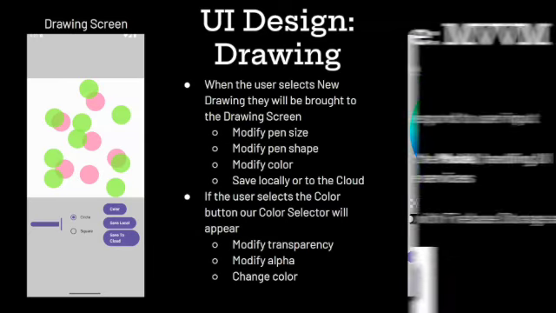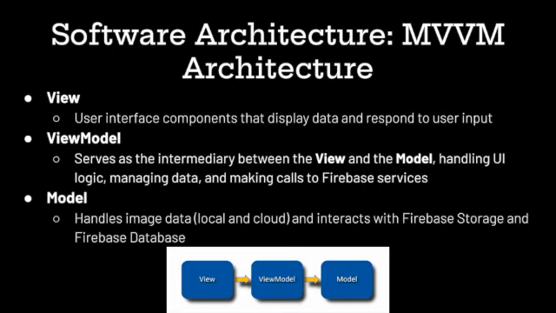So that's our UI. Now for the software architecture of our project, we decided to use MVVM architecture. In the previous section, our view and UI was covered extensively, how users will interact with our app to draw, upload images, sign into their account, etc. This section is going to dive more in depth on our view model and model.